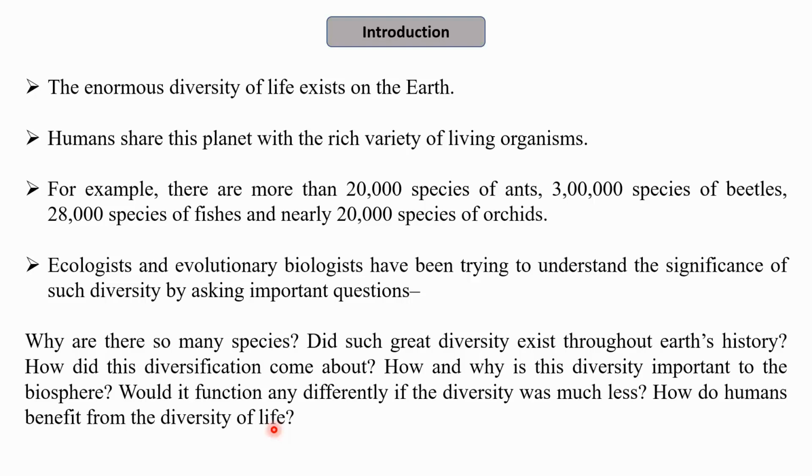These are some of the questions that ecologists and evolutionary biologists usually ask about having such a great diversity in the biosphere. So the main question is: is it really necessary to have such diversity? Is it important? And if it is important, what is the functional goal of having such diverse organisms? What would happen if the diversity were much lesser compared to what we see today? And what is the impact of such diversity on humans?